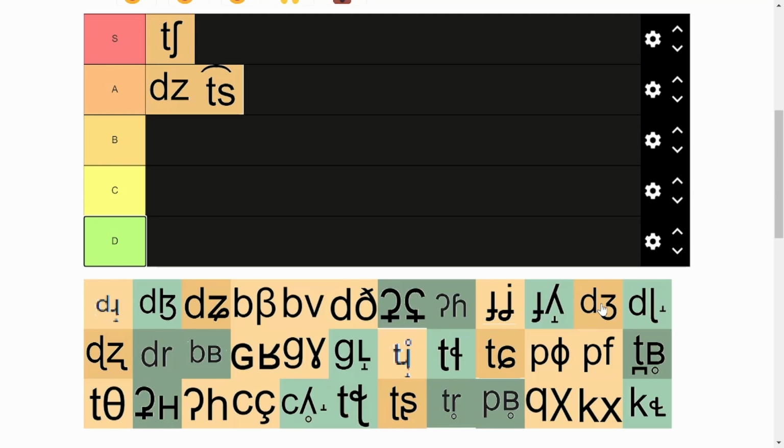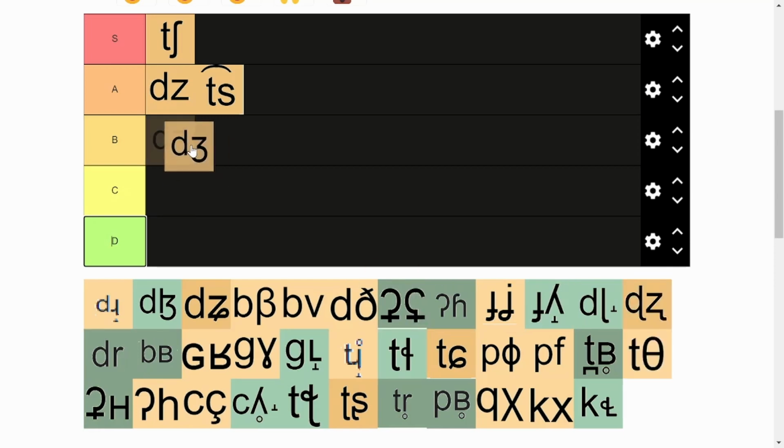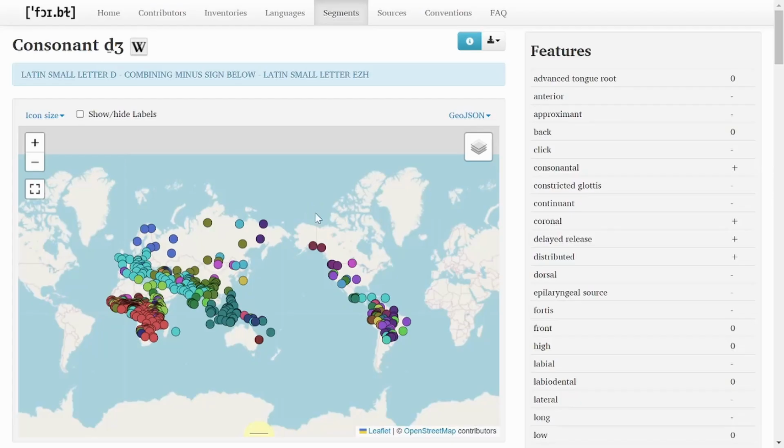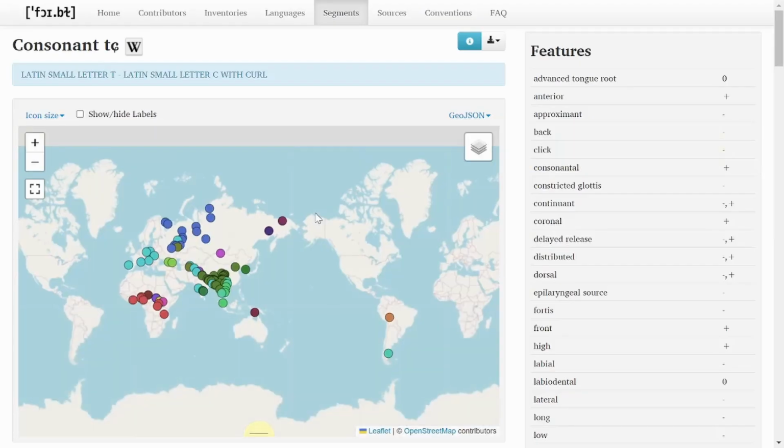Yeah. For this one, I am thinking about B. What do you think? Yeah, I was also thinking about B, because it's not better than ts by any means. So let's put it in B. Yeah. Okay, so the next one after j is ch.